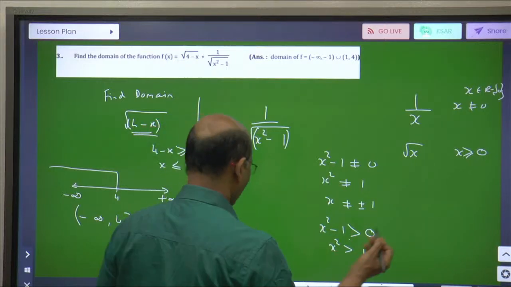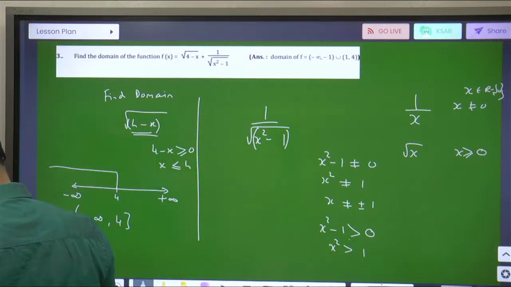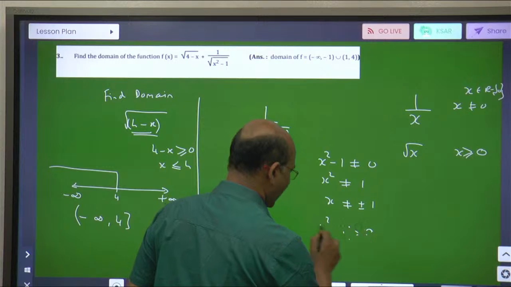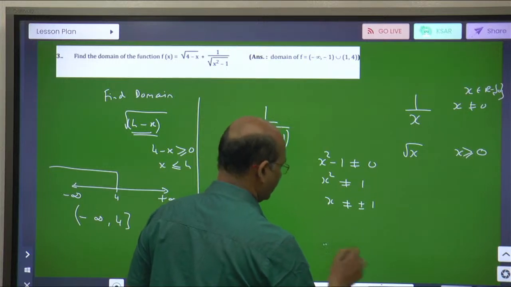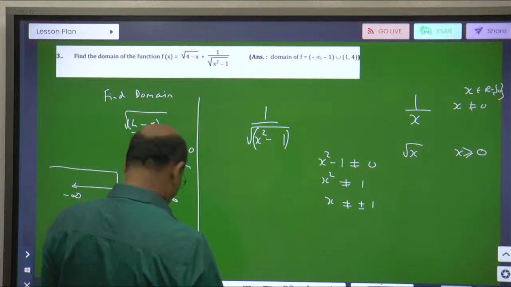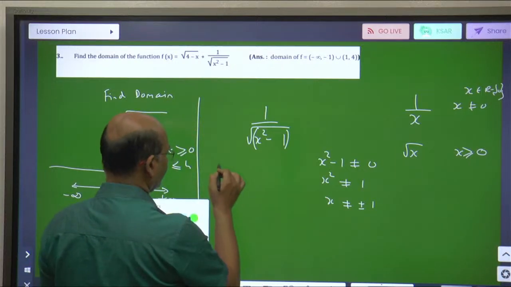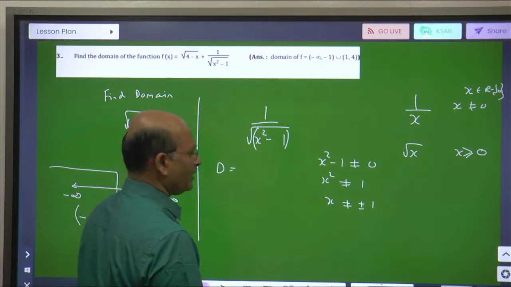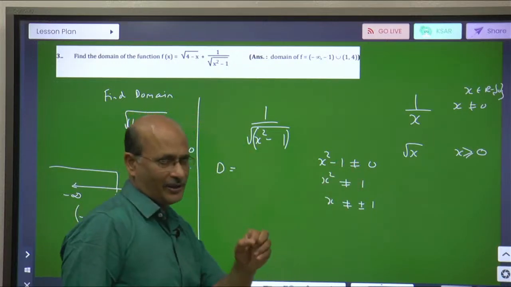So hold on, I'll just share with you something. One minute. Instead of doing this, I'll just tell you a shortcut. I've already done the question. So what is the domain? Just see this part clearly. So in this case, domain, think properly and tell me what will be the domain. I give you 1 minute for it.